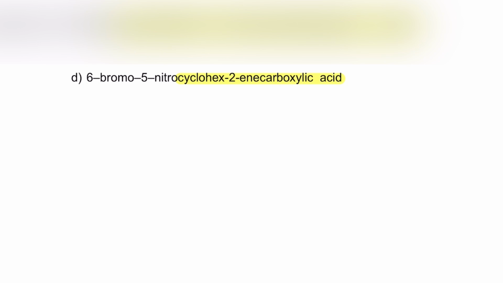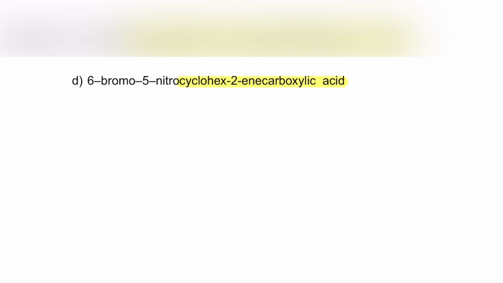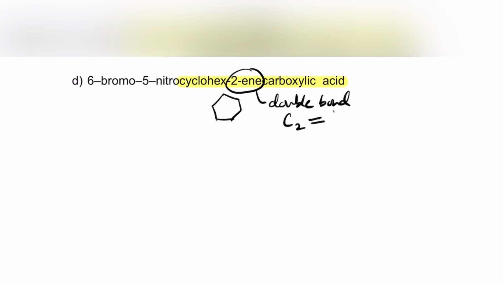So first thing first, kita ada cyclohex, maknanya 6 carbon atom in the ring. And then seterusnya, at position carbon number 2, here you got double bond. So maknanya double bond awak adalah antara carbon 2 and carbon 3. Seterusnya kita ada this structure, the name based on carboxylic acid. So at the first carbon you have COOH.